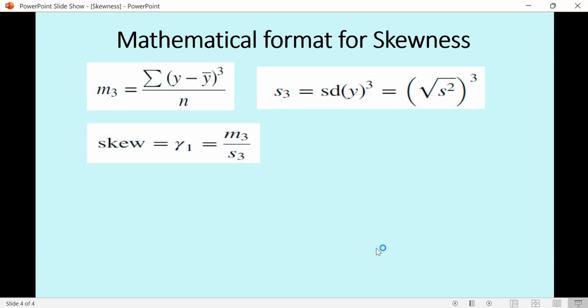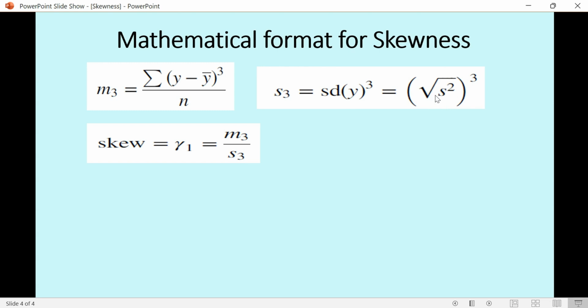In the mathematical form, skew is about the third moment of the data. For the third moment, take each observation minus its mean value, then raise it to the power of three, sum them together, and divide by n. This is called the third moment, m3, because it is the cube of the difference from the mean. So this is m3.